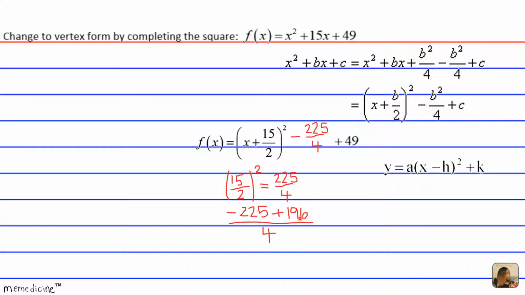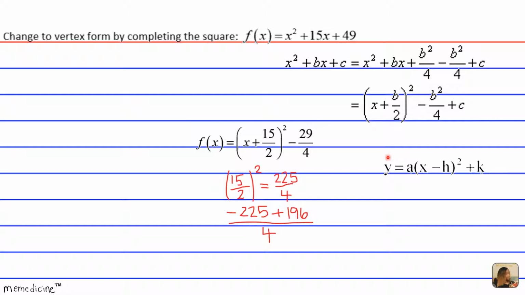49 or 196 over 4 are synonymous terms. All we did was multiply 49 in the numerator by 4 because 49 is the same thing as saying 49 over 1, and we also multiplied the denominator by 4. So we get 196 over 4, and when we combine these, we're going to get negative 29 over 4. So we just completed the square.